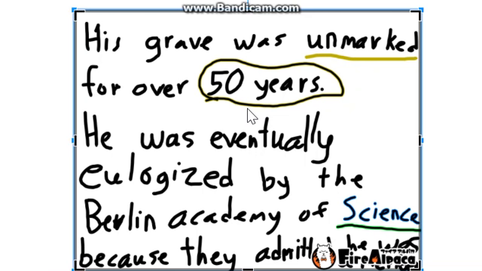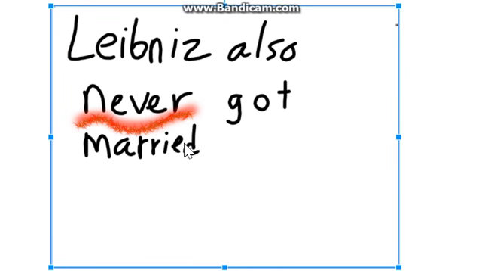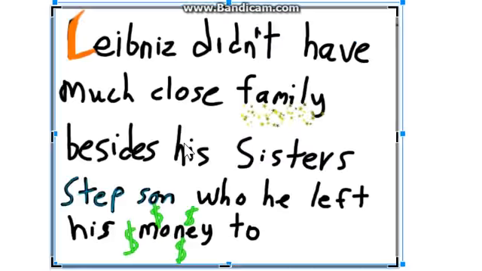Leibniz died in 1716 in Hanover, yet no one attended his funeral because he was out of favor. His grave was unmarked for over 50 years, and he was eventually eulogized by the Berlin Academy of Science because they had to admit that he worked there. Leibniz didn't have much close family because he was never married. His closest family member was his sister's stepson, who he gave all of his money to.